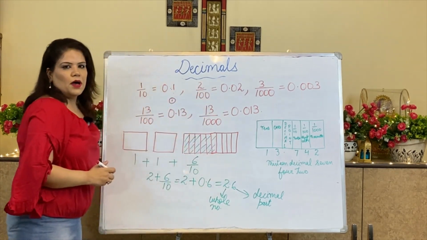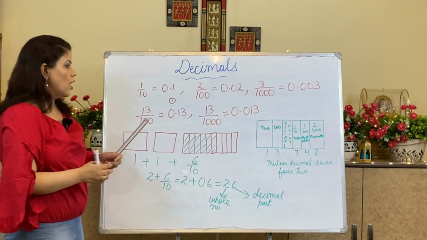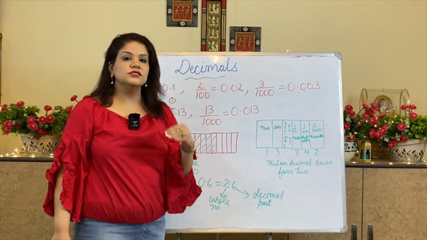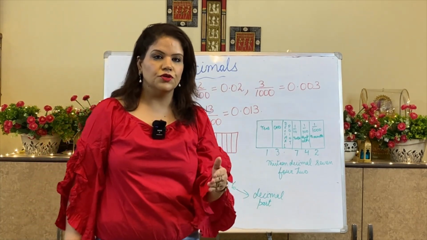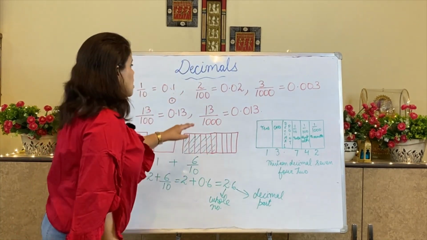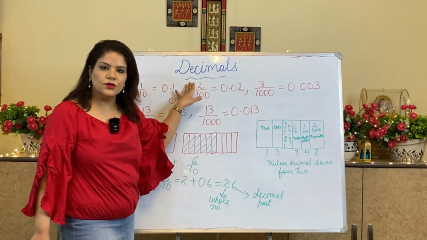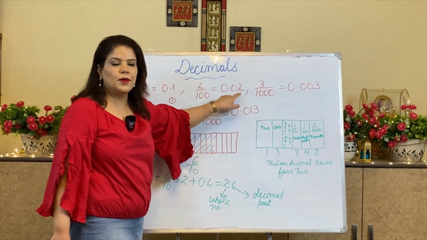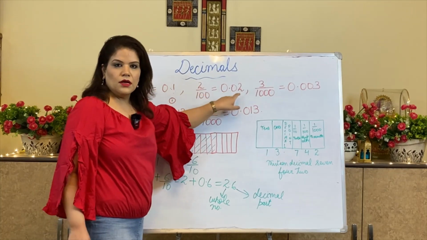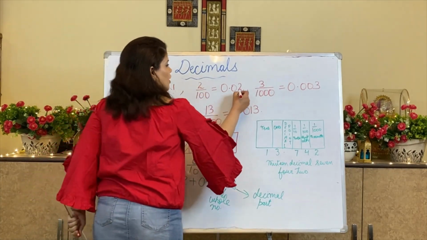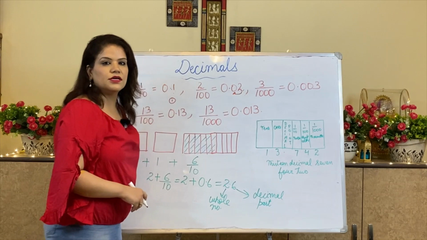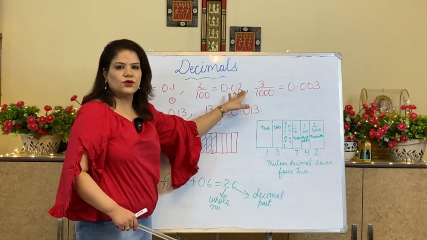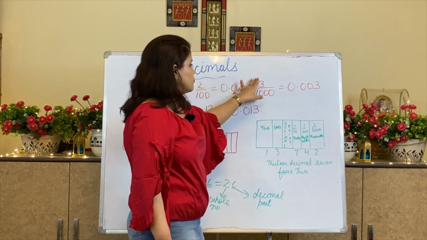In the next part, we have 2 by 100. How many zeros are there in the denominator? 2 zeros. That means after the decimal, how many digits should be there? There should be 2 digits. So since we have only one digit in the numerator, we will put 0 first after the decimal to make it 2 digits. So that's why I will use 0 on the left side of it, not on the right side. 0.02.